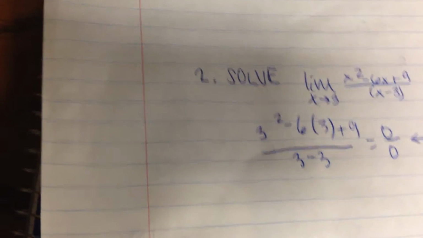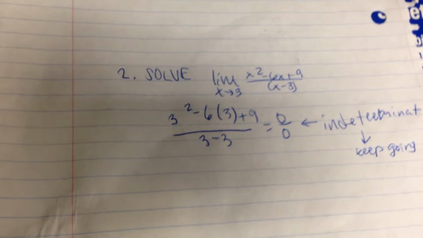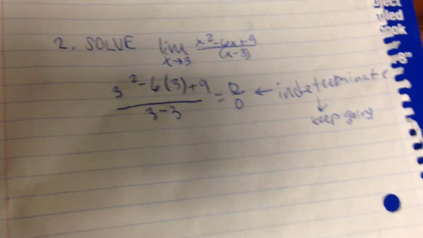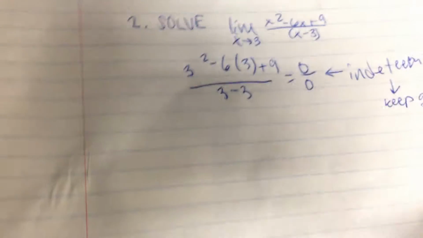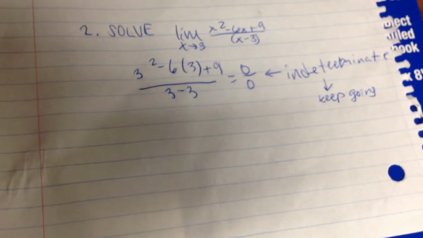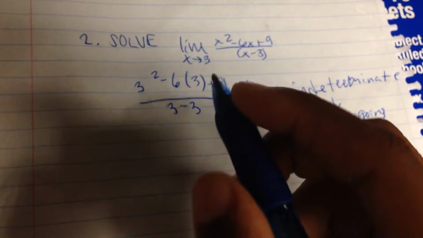Because in the context of limits, indeterminate means that the equation could have more than one solution, and 0 over 0 is not going to work here, so you have to keep going further even if you get 0 over 0 later. So, next I'm going to factor this out.